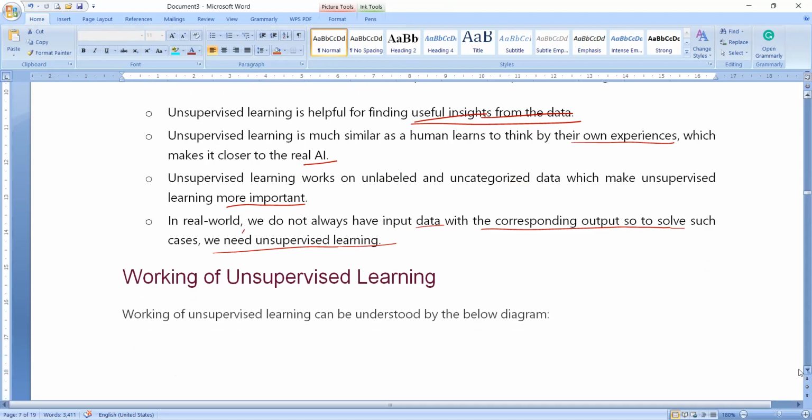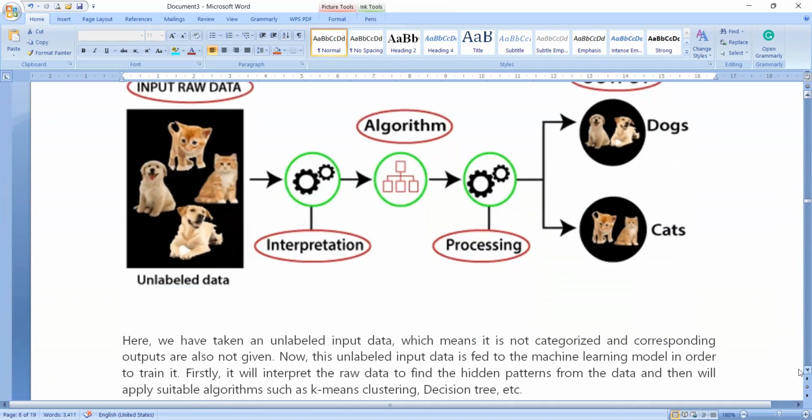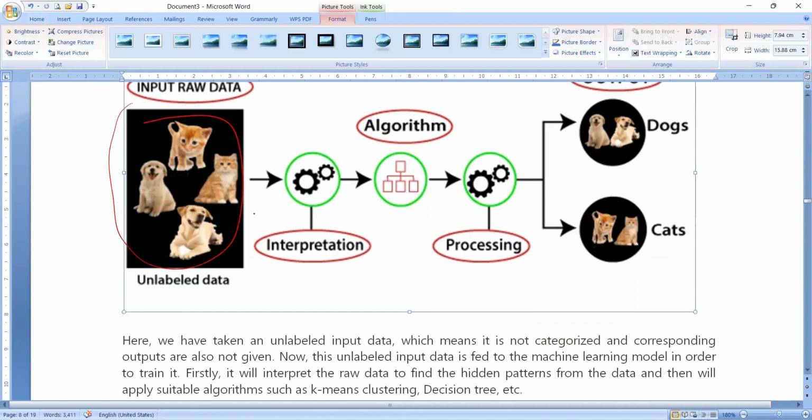Now the working of unsupervised learning. You see below this diagram, where we have input raw data. This is not labeled data; this is unlabeled data. Input raw data is given here, and this model will draw some interpretation, which means clustering is applied through the algorithms. The algorithms get processed, and after processing, they will differentiate dogs and cats like this. So here we took unlabeled input data, which means it is not categorized, and corresponding outputs are also not given to the program. Now, this unlabeled input is fed to the machine learning model in order to train it.